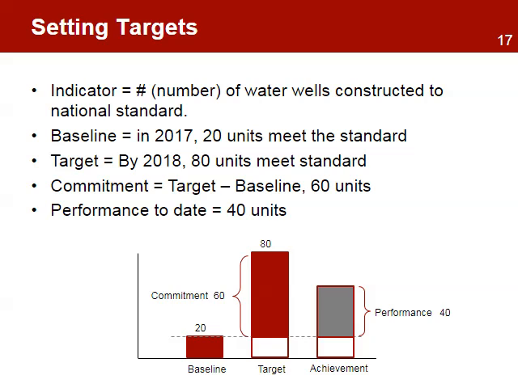For example, the baseline shows a value of 20 at the start of the project. The target is set at 80 units, but the commitment is 60 units. The project midterm report shows the project achieved a value of 40 units. This is the actual performance.